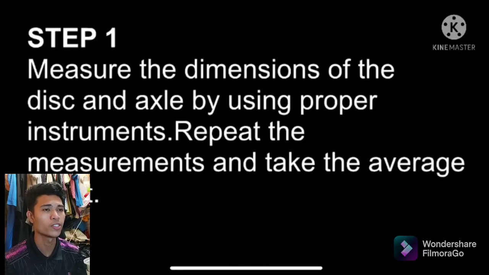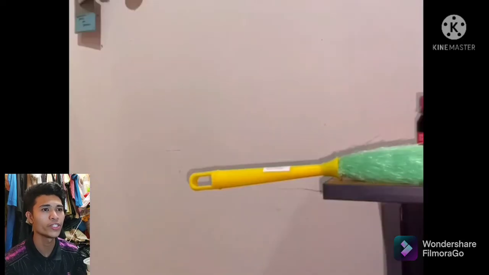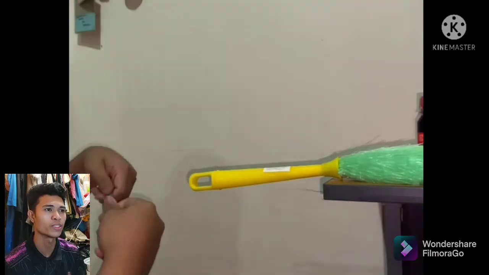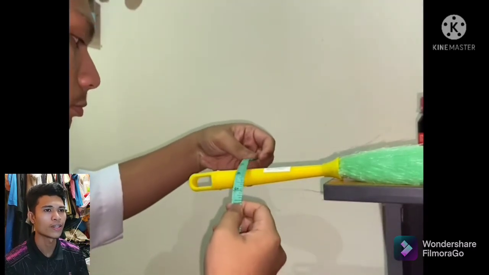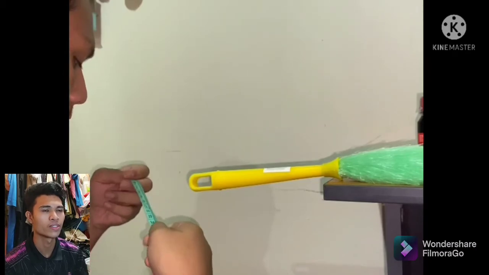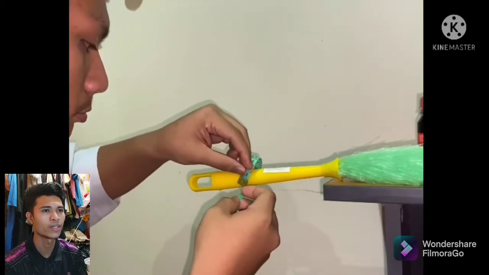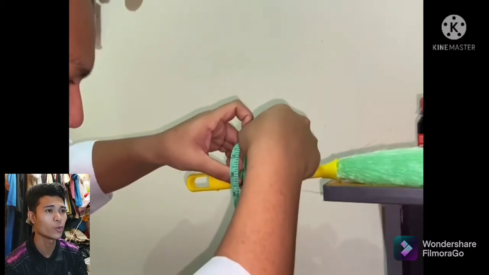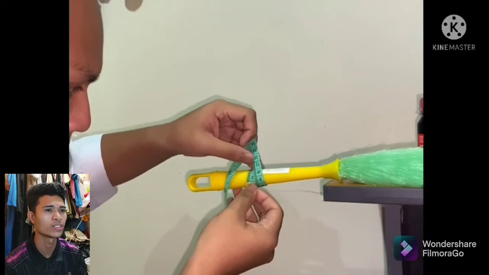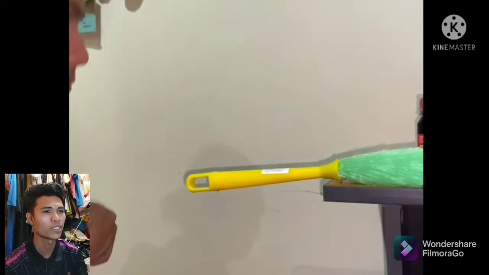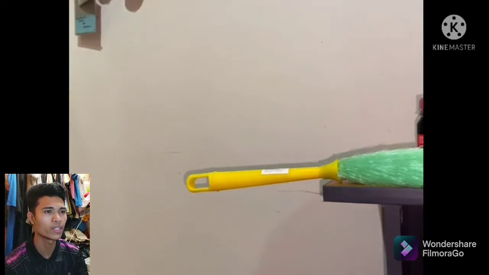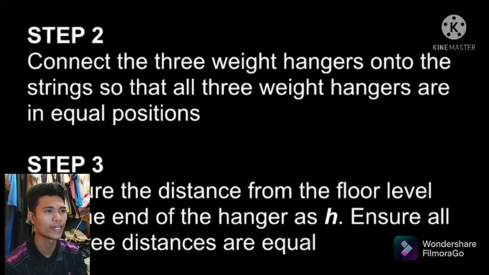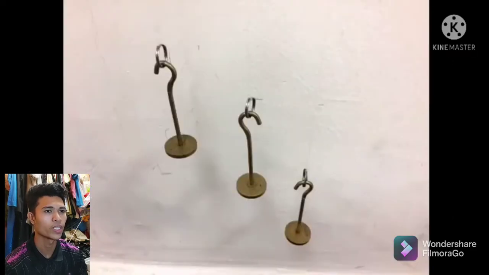Okay, for the procedure, firstly, measure the dimension of the disc and axle by using proper instruments. Repeat the measurements and take the average results. Next step is connect the 3 weight hangers to the strings so that all 3 weight hangers are in equal positions. Step 3 is measure the distance from the floor level until the end of the hanger as H. Ensure all the 3 distances are equal.